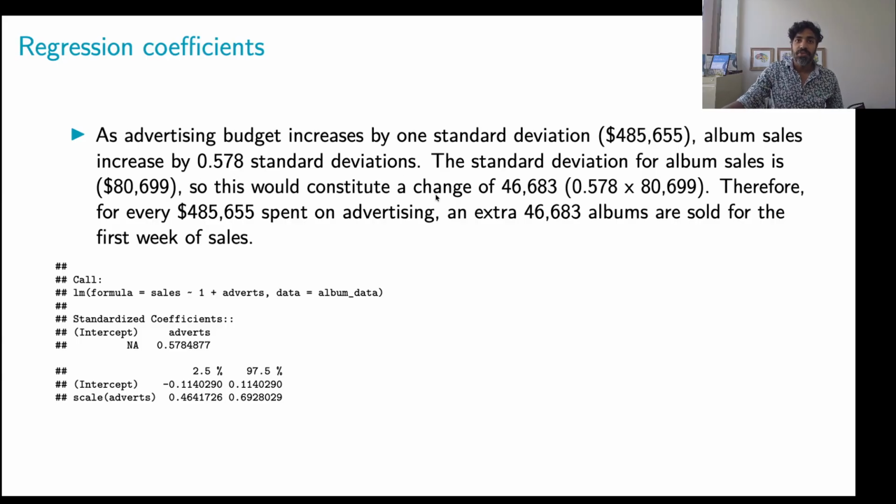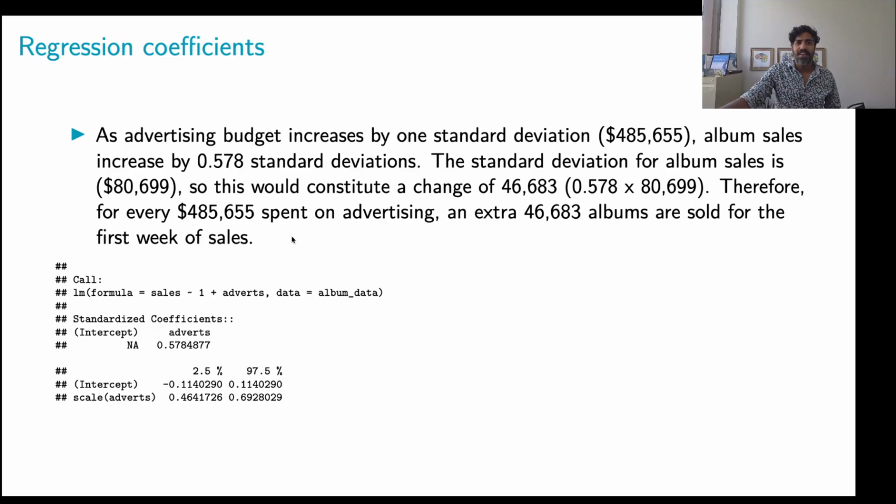So this would constitute a change of 46,683. And how is that worked out? Well, it's just this standardized unit multiplied by the standard deviation of album sales. So therefore, for every 485,655 spent on advertising, an extra 46,683 albums are sold for the first week of sales.